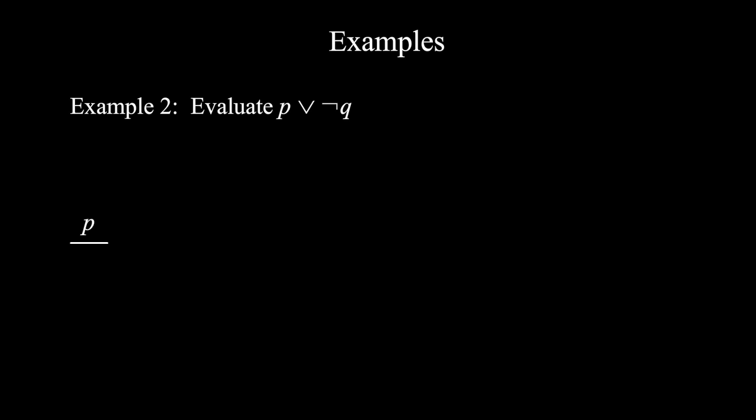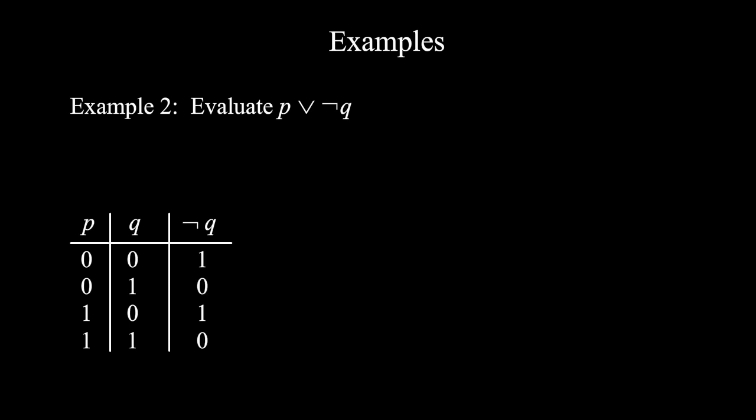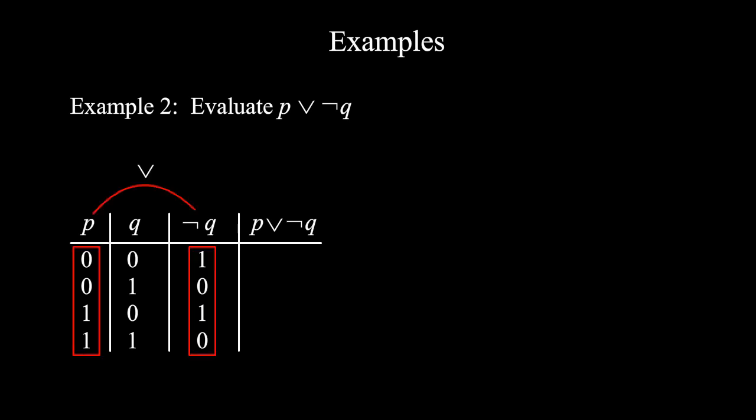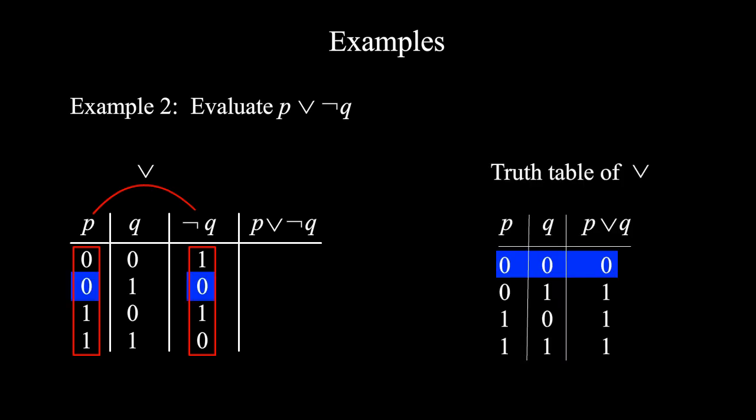The first column is for P. The first half of the 4, namely the first 2 rows, are zeros, and the second half are ones. The second column is Q. We put alternately 0 and 1 like this, starting with 0. Next, in the third column, we put not Q. This is just the opposite of Q. Now we are ready to evaluate the main proposition P or not Q. So we are going to evaluate OR of the first column P and the third column not Q. Look at values of the first and the third columns, which are both zeros, and put 0 for P or not Q. The rest is 1.